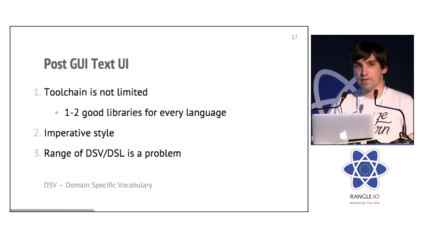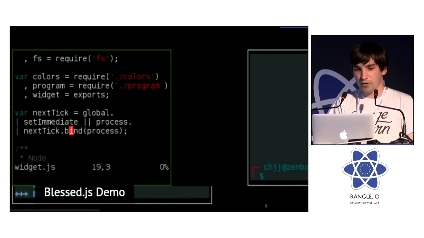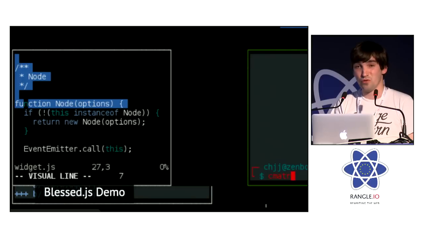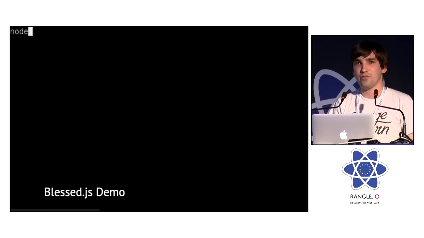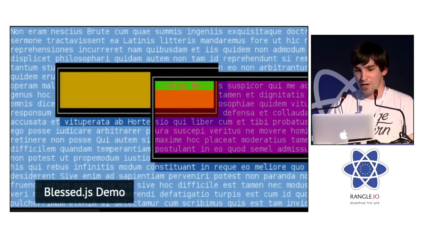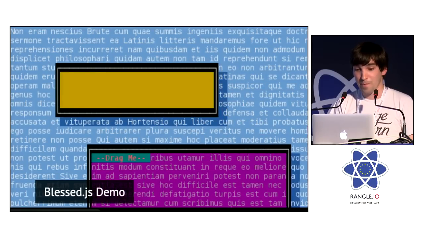Another thing is that they expect you to learn something which is different from what I'm using today, because they expect you to know their own domain-specific vocabulary or language. Here is a great example, the Blessed JS text user interface library. It gives you the ability to create really crazy stuff like these iframe-ish subconsoles, or, I don't know, these drag and drops with shadow and opacity and all that stuff.